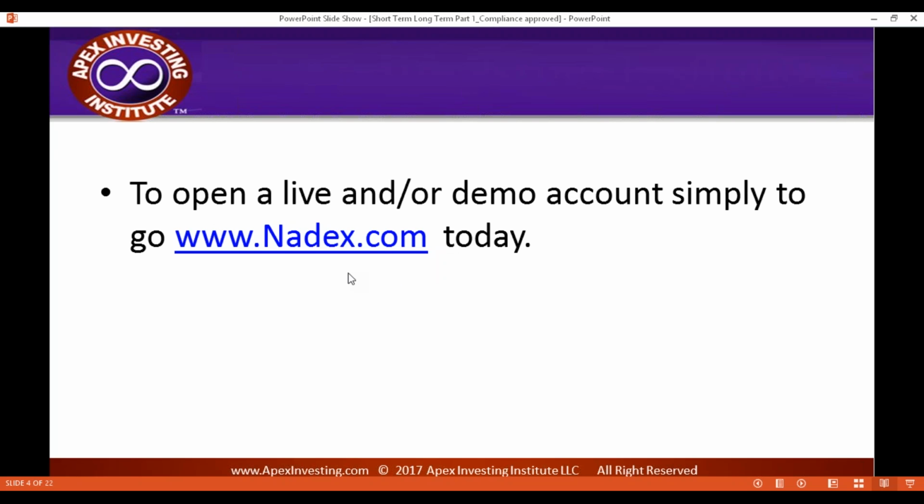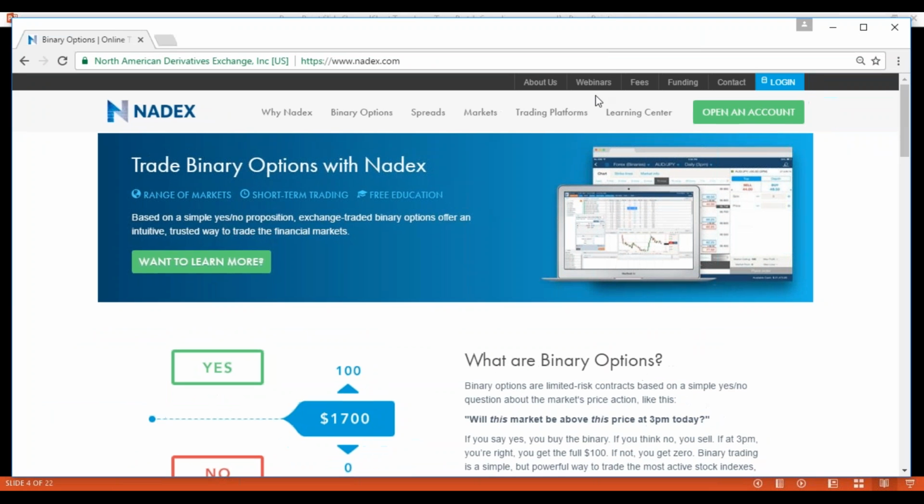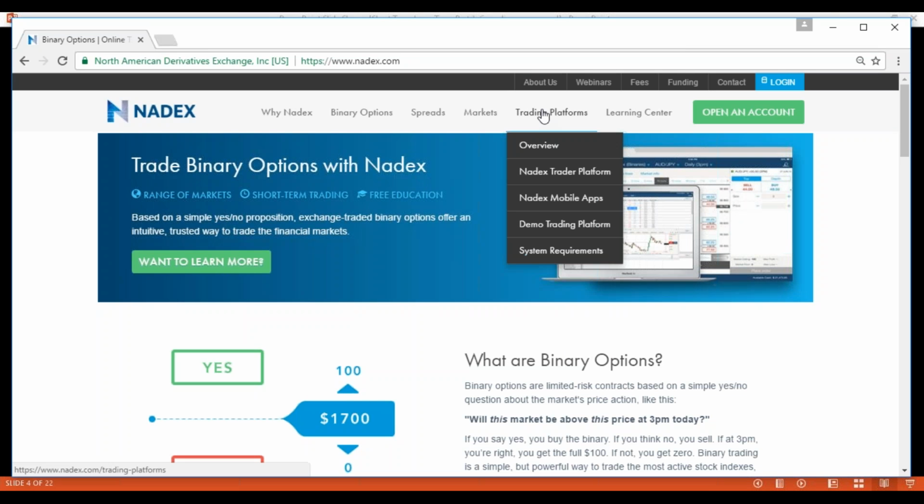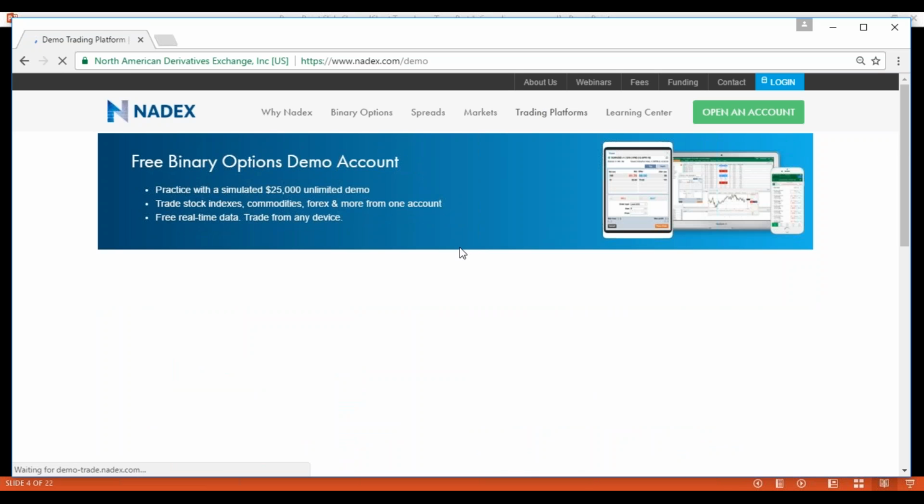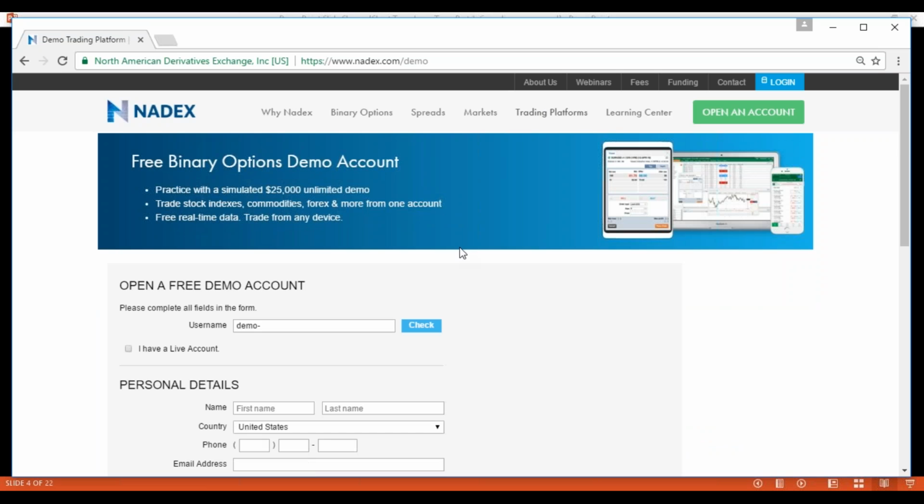So for those of you that are brand new and not that familiar with Nadex, or even those of you that are and already have a live account, I just want to direct you over to the Nadex site. If you go over to the Nadex website here, a couple things I want to point out real quick. Right here under trading platforms, some of you may be familiar with the online Nadex platform. They also do have a mobile app, which is really great for on the go. But right here, demo trading platform. What I really want to focus on with you today, or this part here, is taking advantage of all the free resources that Nadex offers you.